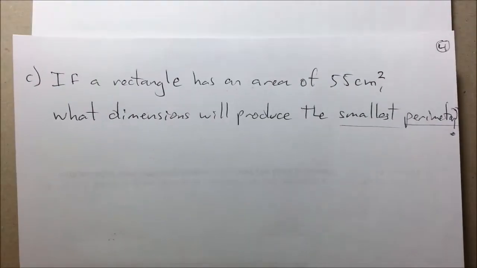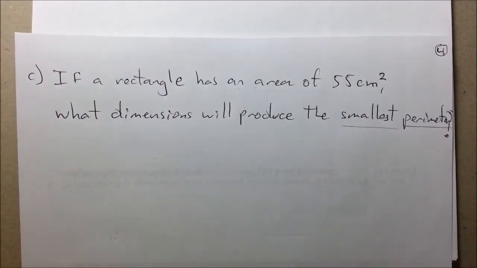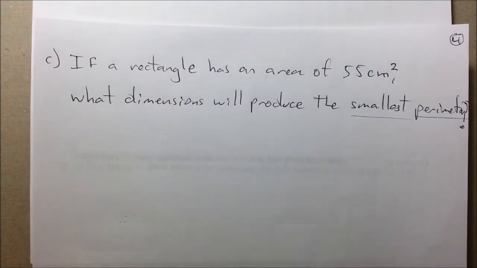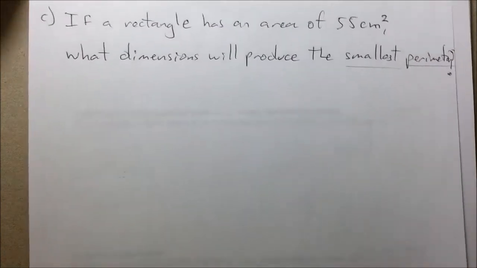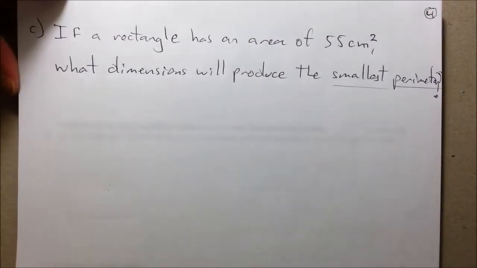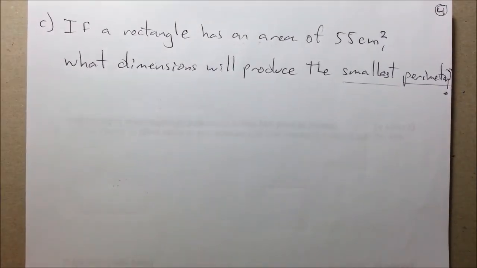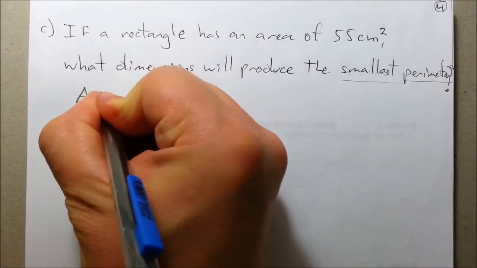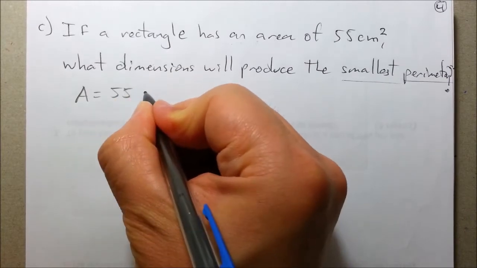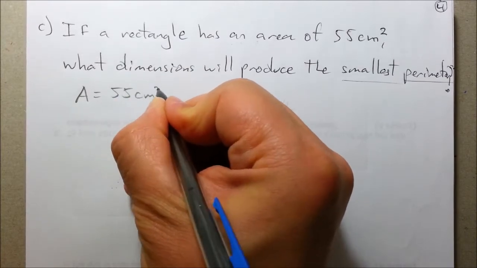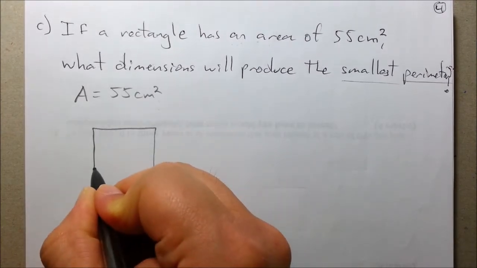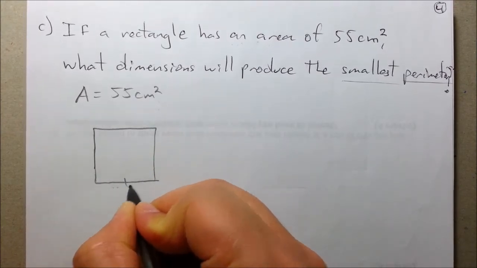Part C says if a rectangle has an area of 55 centimeters square, what dimensions will produce the smallest perimeter? So once again, we are given an area of 55 centimeters square. What dimensions will produce the smallest perimeter? So let's collect our data. The area is equal to 55 centimeters square.